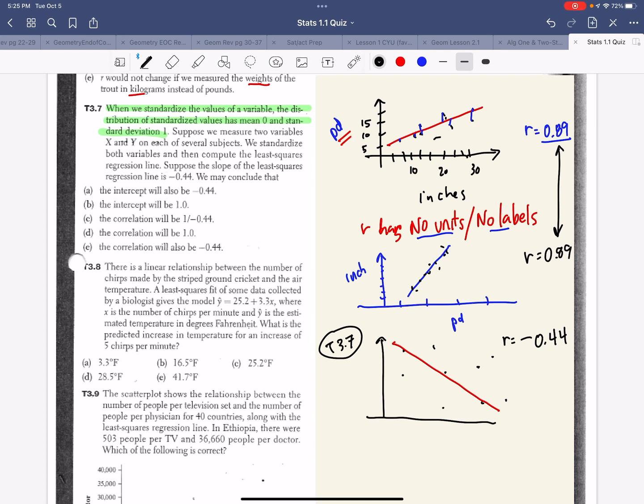So now they ask, suppose the slope of the least squares regression line is, oh, I'm sorry, I misread that. Sorry about that. We standardize both variables, then compute the least squares regression line. All right. And suppose the slope is negative. Okay. So what does that mean?